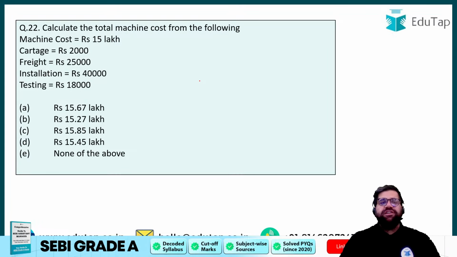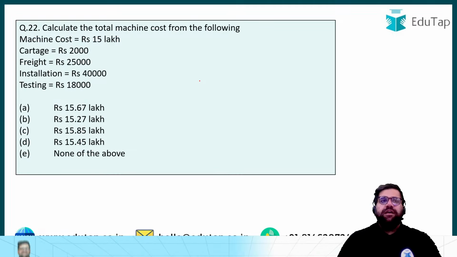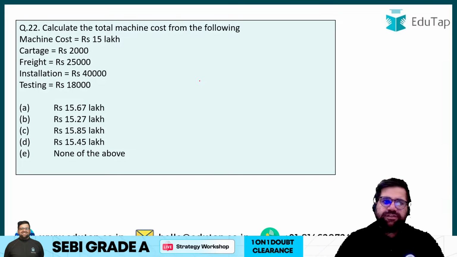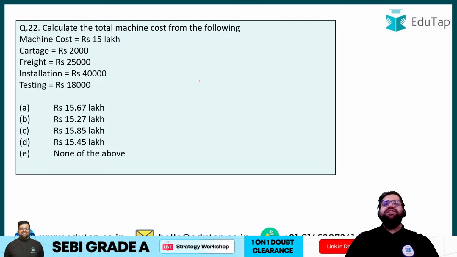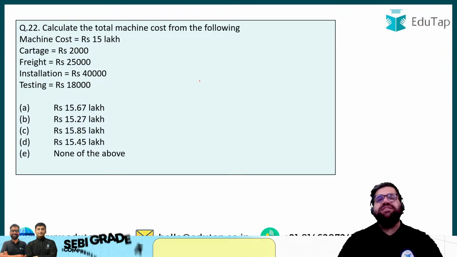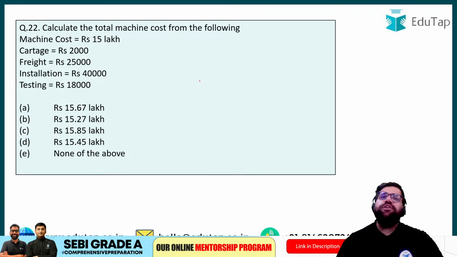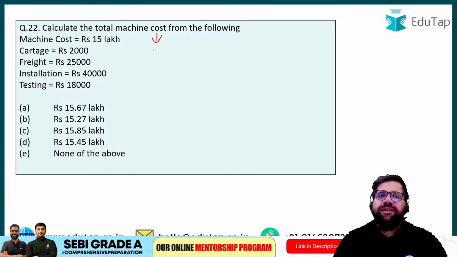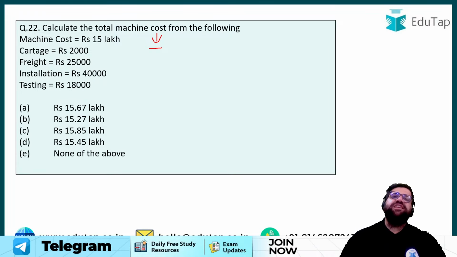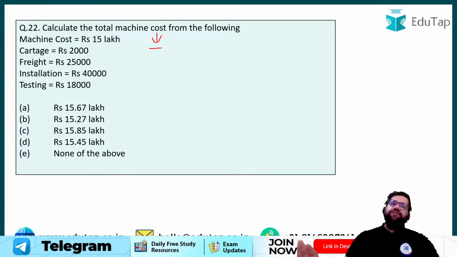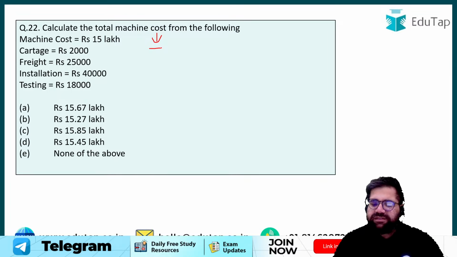They have given you the original purchase price of 15 lakh. Cartage is given as 2000. Freight is given as 25,000. Installation and testing charges are 40,000 and 18,000 respectively. So, as per the cost principle, you will record the machine at what particular price? 15 lakh, or will you add certain expenditure?